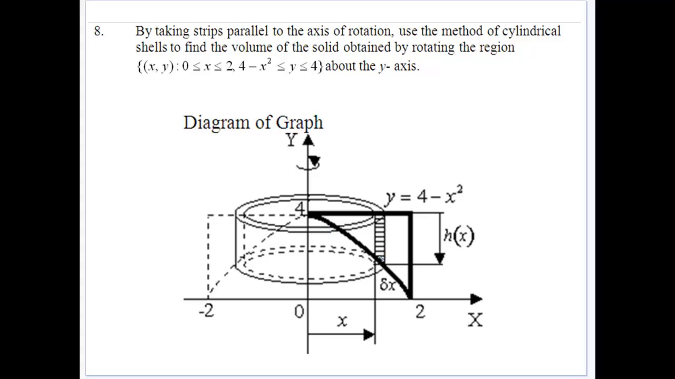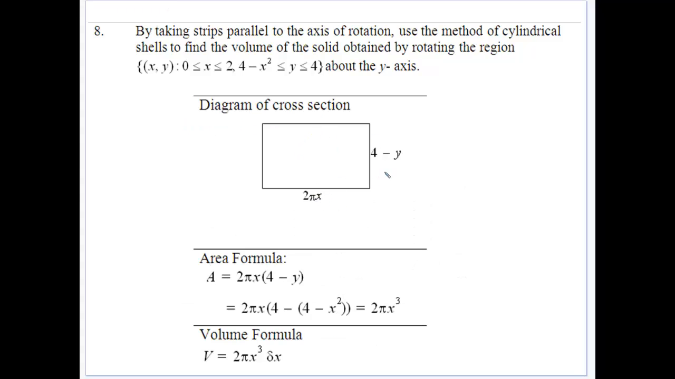Question 8, this time we've got 4 minus x squared as our function, and the line y equals 4, so this area here is rotated around x equals 0. So again, we're going to be going delta x. Our radius would be x, and our height would be 4 minus the y value there on the curve. So there's our height. We set up our rectangle. We get 4 minus y as the height, 2 pi x as the circumference, because x was the radius.